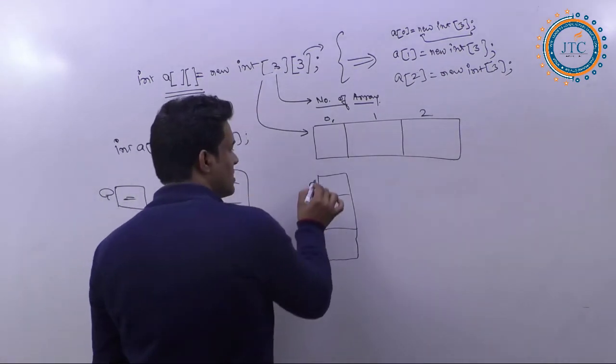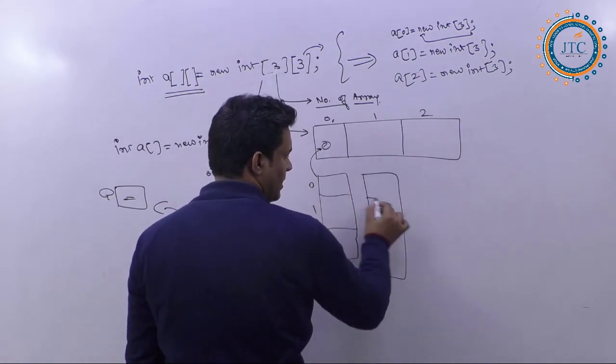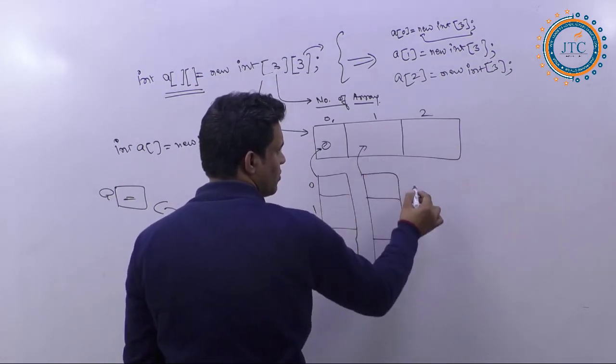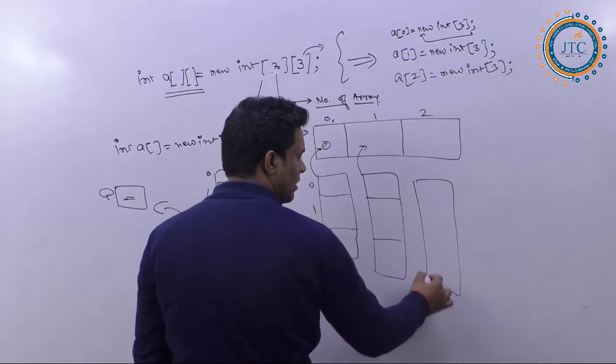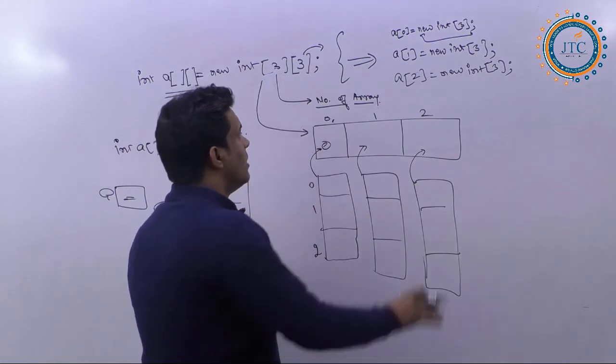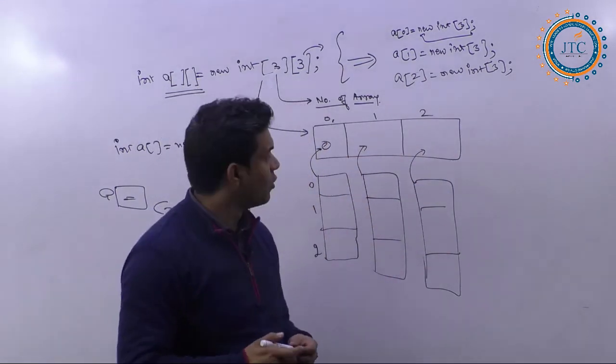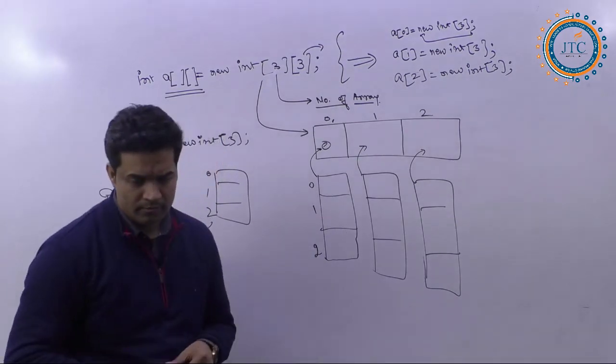So when I am doing this, this reference will be stored over here. One more array will be created here, and this reference is going to be stored here, and now this array which you have created, this reference will be stored here. This is the two-dimensional array. This is the two-dimensional array. Hope you are getting it all.